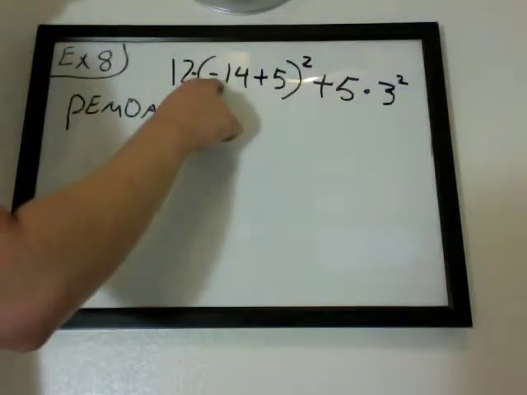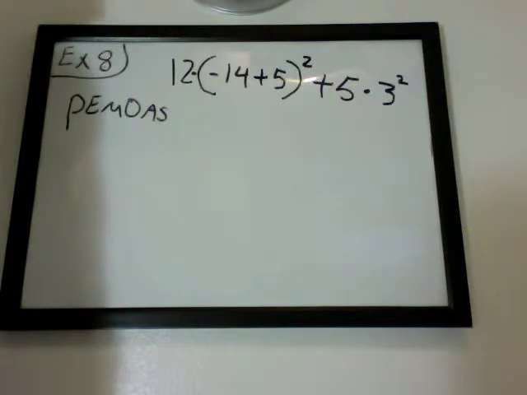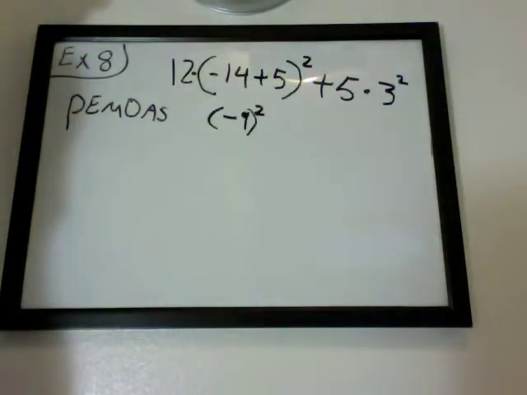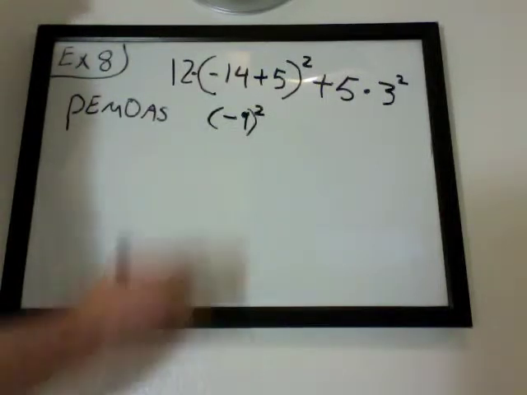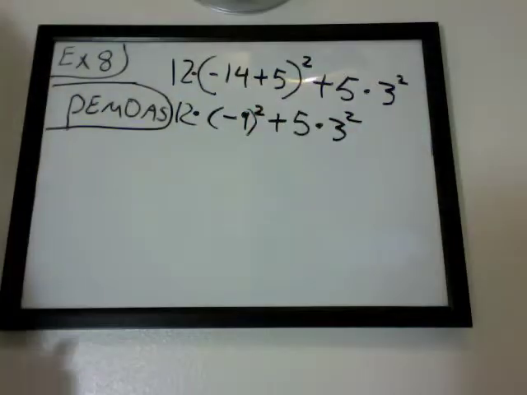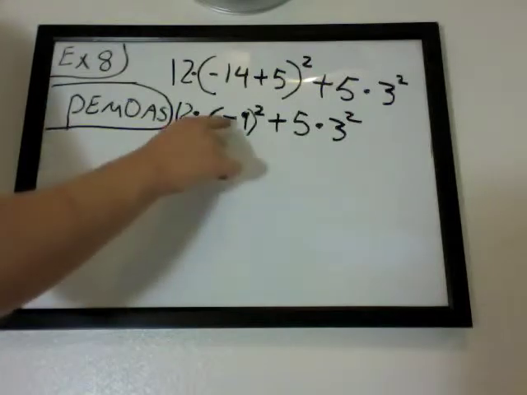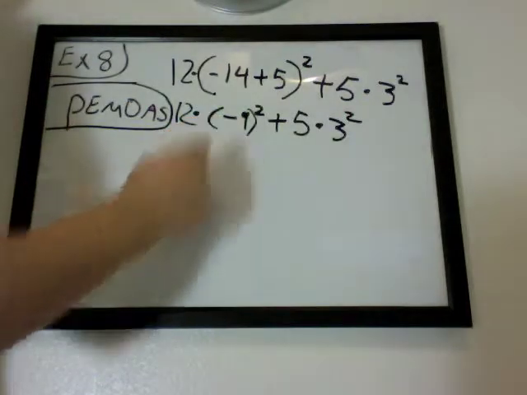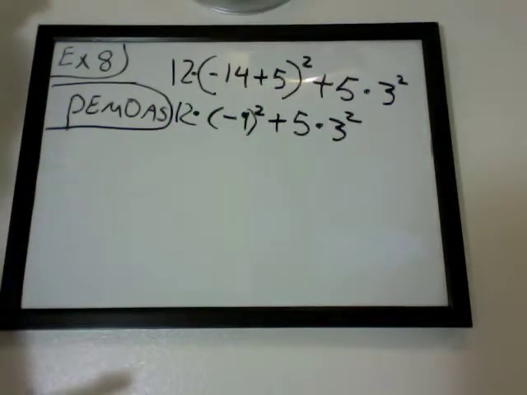So negative 14 plus 5, you get negative 9. Don't forget your exponent of 2. I like to leave the parentheses around it so I don't get confused that I have a negative number multiplied by 12. Bring everything else down. Okay, we have exponents. Now let's take care of the exponents. Negative 9 times negative 9 becomes a positive number. When you multiply 2 negatives, you get a positive. You get a positive 81. And bring everything else down.